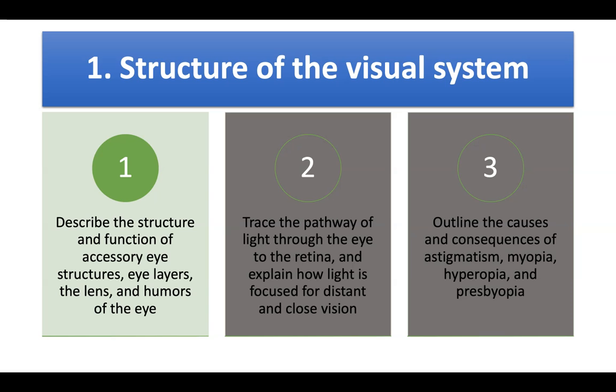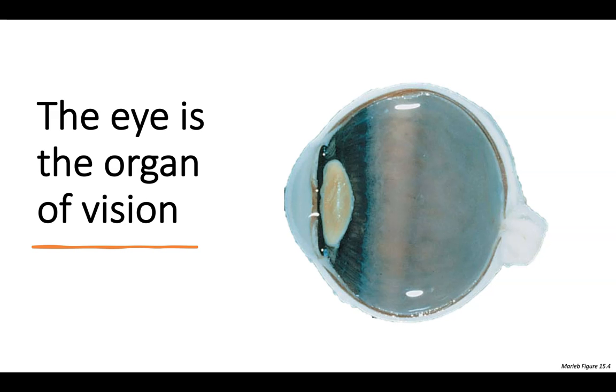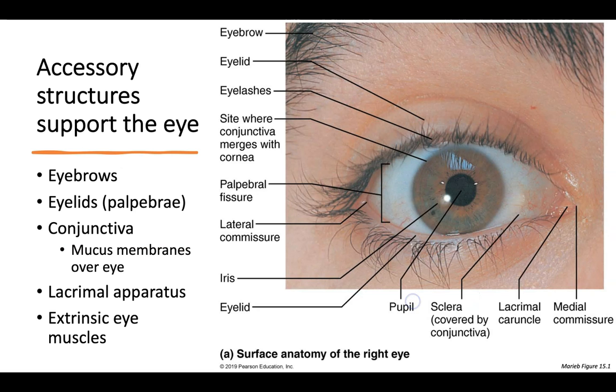Now I'll introduce some of the structures of the eye, which is the organ of vision. First, let's look at the accessory structures of the eye. These are structures that support the eye and protect the eye from the environment. This includes structures like the eyebrows and eyelids, as well as the conjunctiva, which is mucous membranes that are over the surface of the eye. Additionally, as I'll go over in more detail, it includes the lacrimal apparatus and the extrinsic eye muscles.